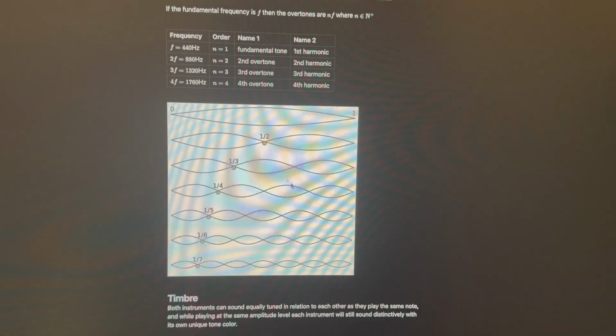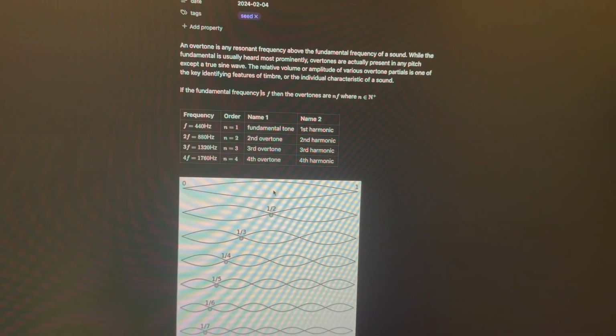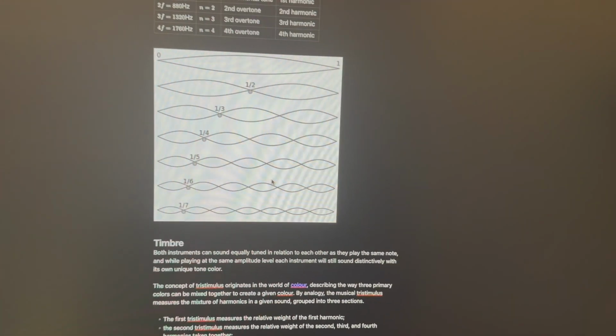So you have harmonics in music and harmonics in math, and it's the same thing, which is kind of fun. What else did we learn about?